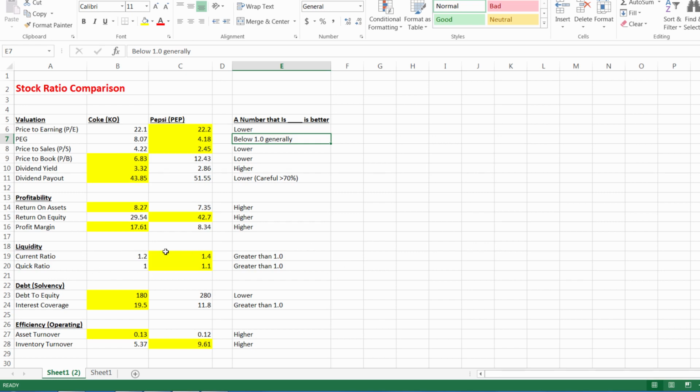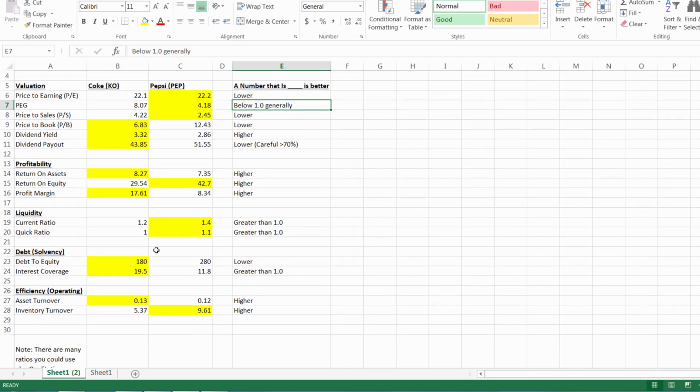Liquidity, they're both above 1.0 with these liquidity ratios, so no worries there with either one. Pepsi's a little better. Debt, the lower the better, and certainly the interest coverage ratio, you want that to be greater than 1.0. So you can see that Coke's got a nice balance sheet around debt to maintain that debt.